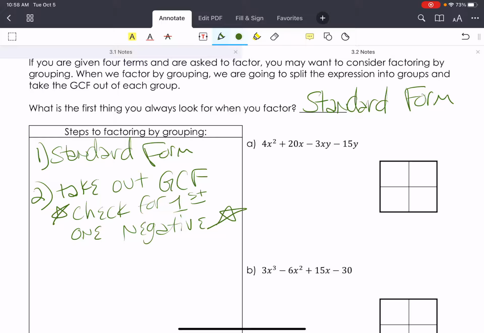Okay, check for first one negative. Remember we talked about last time? If the first term is negative, you have to take out the negative, okay? Factor by grouping only works if the very first thing you do is get rid of the GCF and if the first one's negative. Doesn't matter if there's any other negatives in it. It's just the first one that is negative, okay?